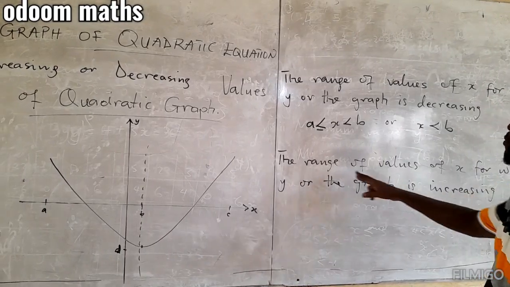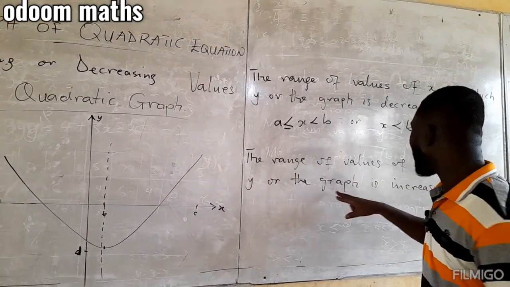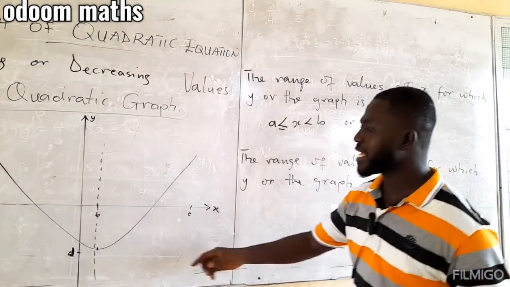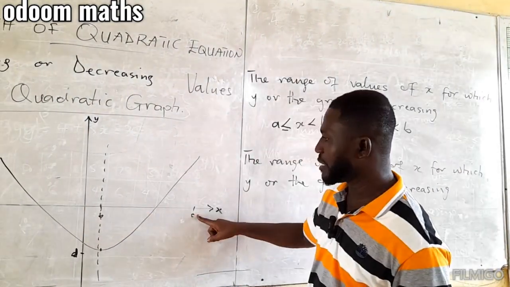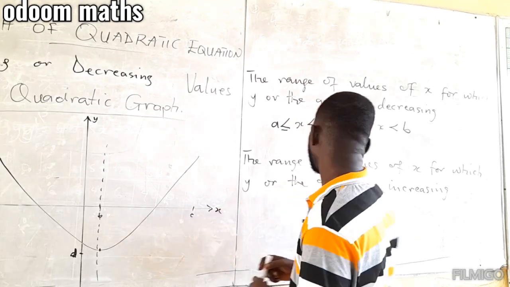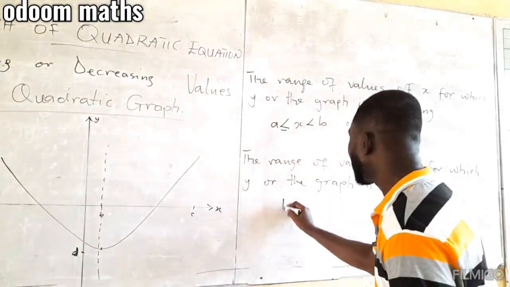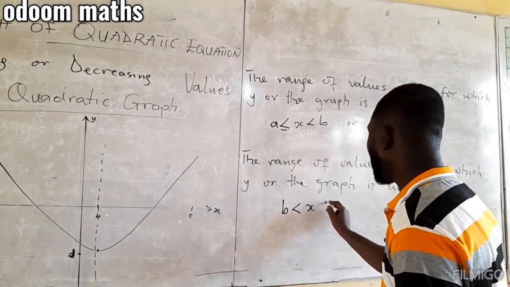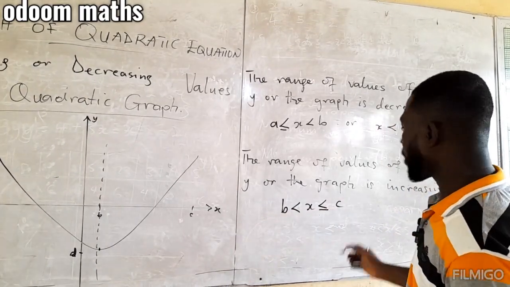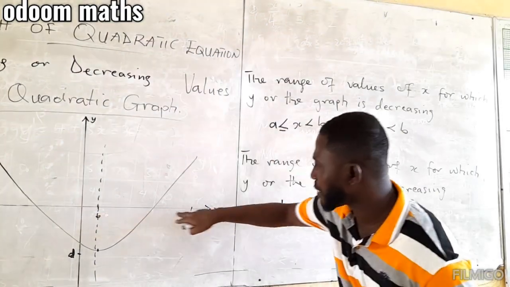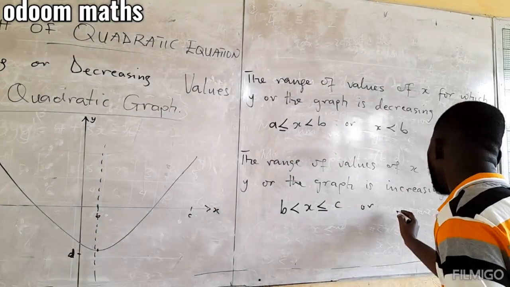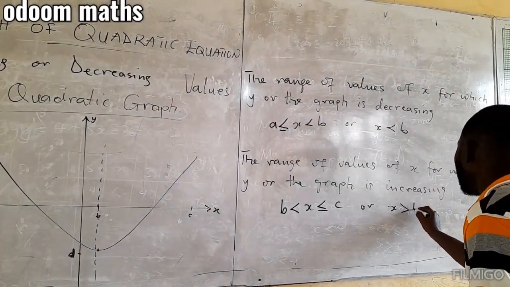Then again, the range of values of x for which y on the graph is increasing. So y increases, I said earlier, from b on the x, from b to c, but b is not included. So here, the answer becomes b less than x less than or equal to c. Or you can also say the values from b upwards are all greater than b. So x values that are greater than b.